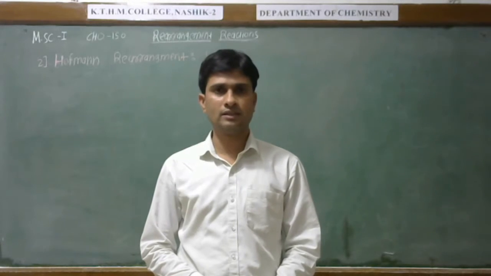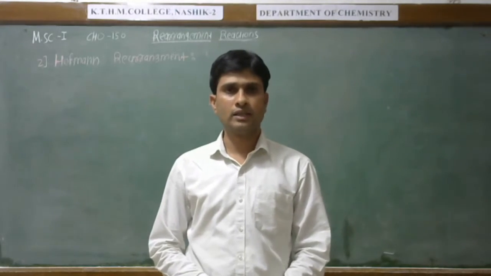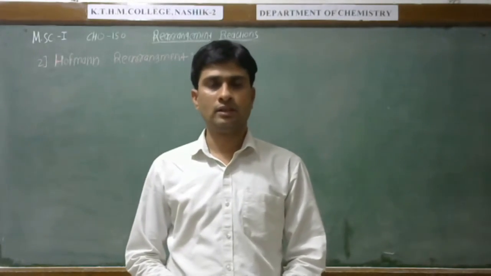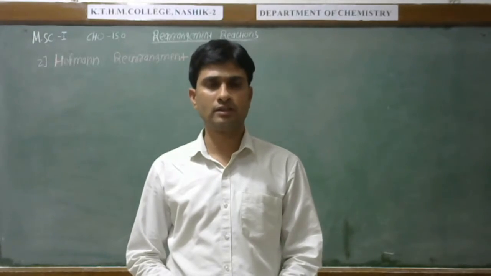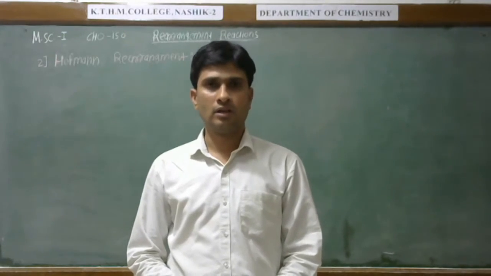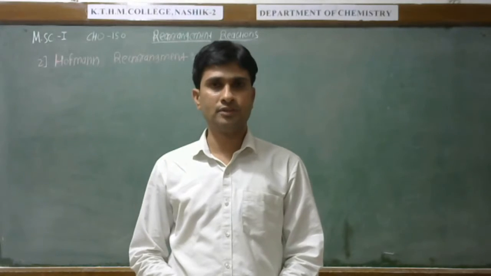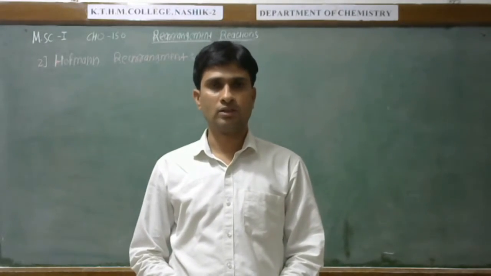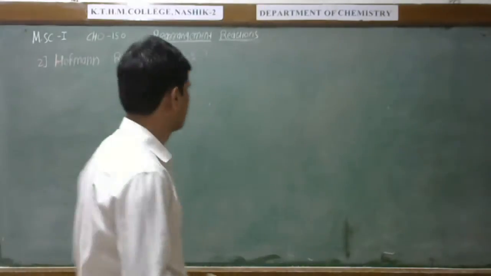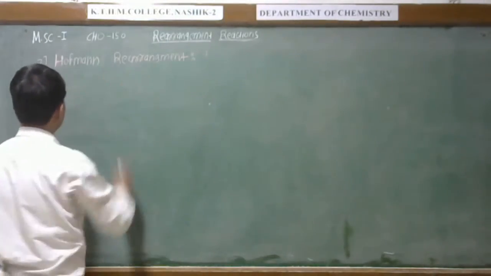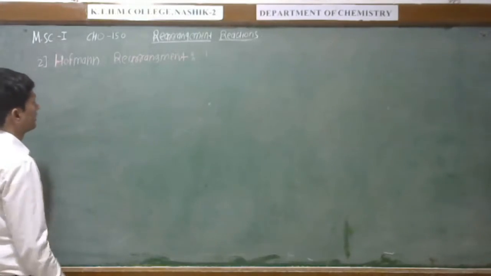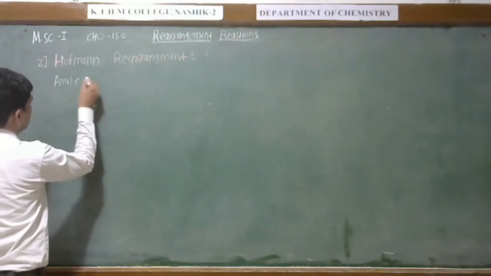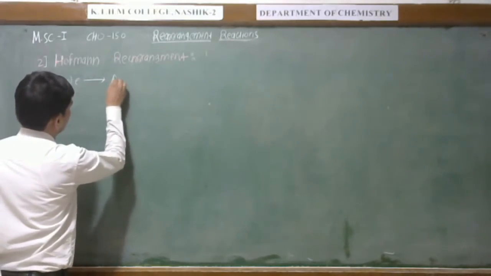Now we are discussing the second rearrangement reaction, that is the Hoffmann rearrangement. In the Hoffmann rearrangement there is a conversion of an amide into an amine. So what is the conversion here? The amide, that is the primary amide, to the primary amine.